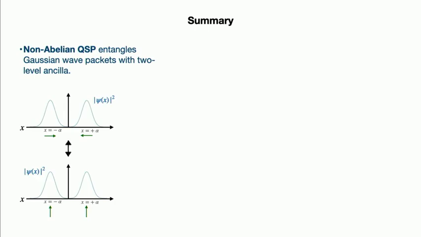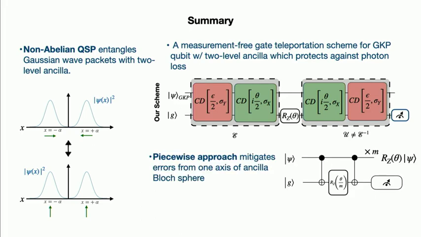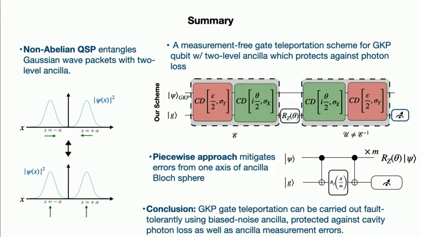So you could actually use this for gate teleportation for the GKP states. So now, to summarize, what I've shown you is a non-abelian QSP framework, which helps you access your Gaussian wave packets, as your oscillator states, with your two-level ancillas while dealing with the Gaussian uncertainties. Using that, I extracted a measurement-free gate teleportation scheme for GKP states, which protects against photon loss. And this protection led to a piecewise approach to mitigate ancilla dephasing, which, in conclusion, gives me a way to teleport gates to the GKP qubits fault-tolerantly using biased noise ancilla. Thanks.